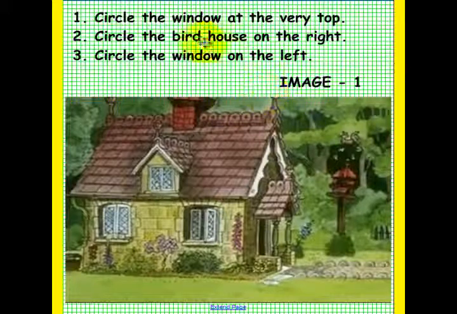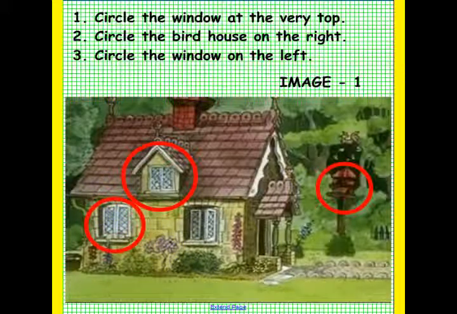Okay, in circling the window at the very top, this is the window we'd like you to circle, and it's at the very top. If you got that right, outstanding. Let's look for the birdhouse on the right, and that's what we have right here. Here's the birdhouse, and it's on the right of the cottage. And last but not least, the window that's located on the left, and that is this one. If you have them all correct, very good.